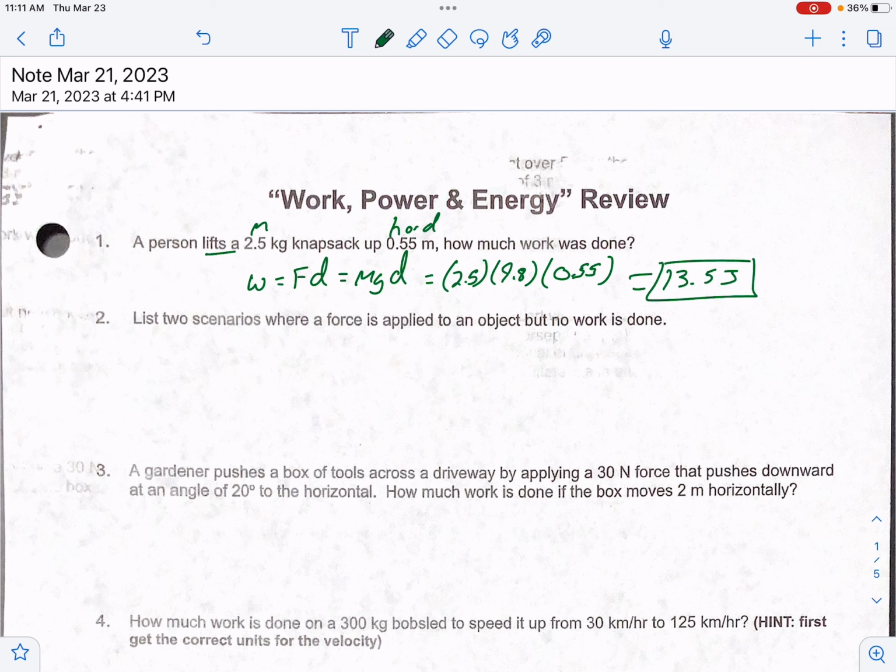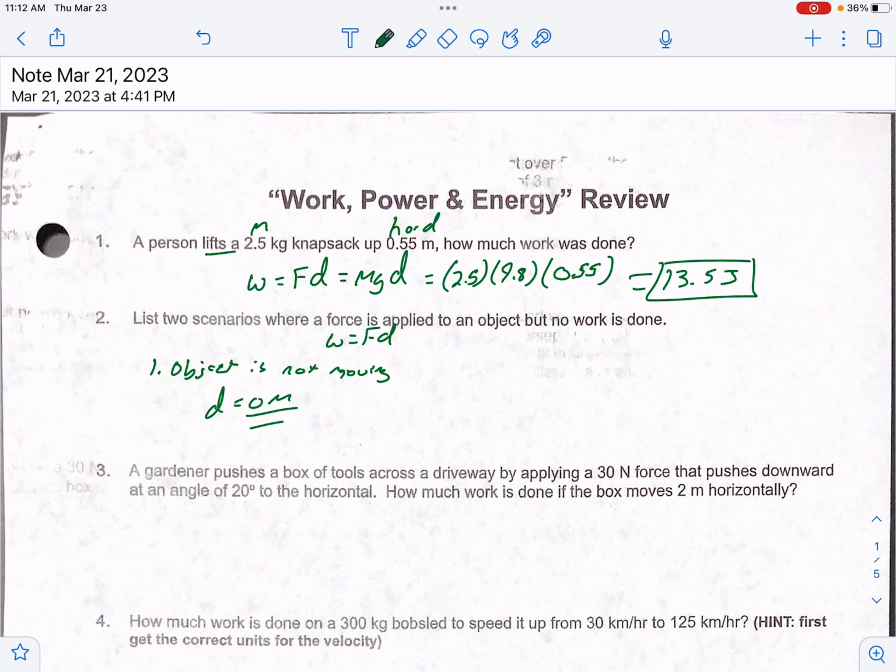List two scenarios where force is applied to an object but no work is being done. So I'm going to talk about some here. First, we got to know work equals force times distance. So one is you have to have distance. If the object is not moving, if your distance equals 0 meters, that means no work is being done.